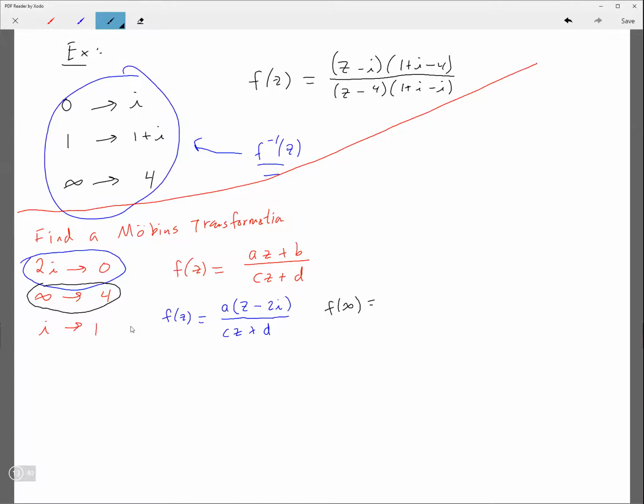Okay, so think about it this way. What if you take the limit? Think of these as x's for a second. What if you take the limit as x goes to infinity? What are you going to get? A over C. Yes, it's going to be A over C. You can see that from here too. If you have a polynomial over another one, and they are both the same order, as you go to infinity, it's going to go to the quotient of these two coefficients, A over C.